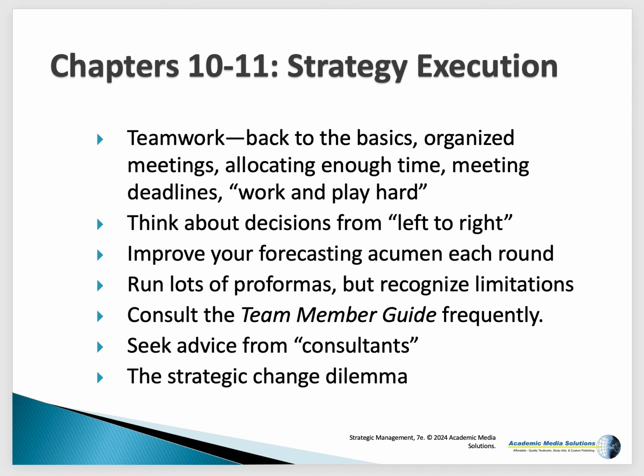Chapters 10 and 11 in the text are about strategy execution, and here the first thing is go back to the basics. It's teamwork, having an organized team, organized meetings, knowing your people, getting to know each other, allocating enough time. If you just want to get together 30 minutes and make these decisions, you might find that you can't make them in 30. As a general rule, you get more efficient as the game goes on, but early on, make sure you allocate enough time to make good quality decisions, whatever that means. Meet your deadlines. Don't find yourself in a position where you have to put forward anything short of your best work, because how you do in the first round can have a drag effect or a benefit down the road.